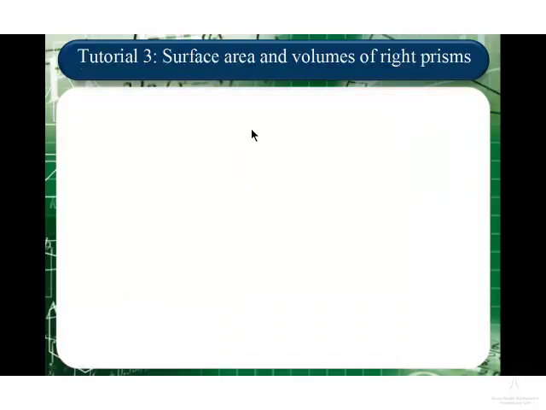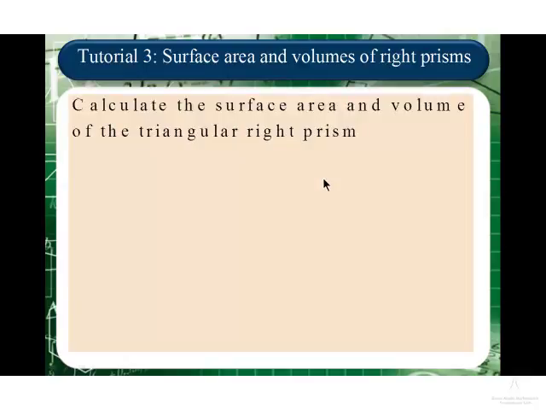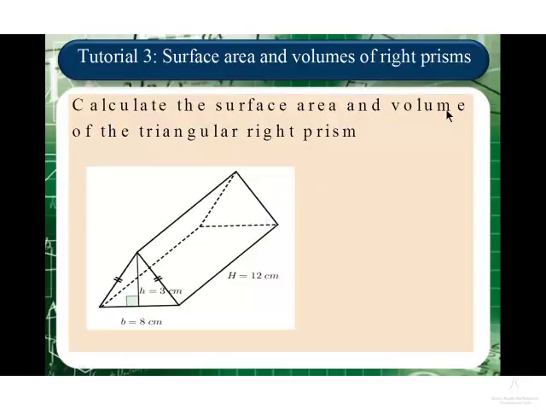I think it's time now for you to consider a tutorial on the surface area and volumes of right prisms. So in tutorial 3 we have the following problem. Calculate the surface area and volume of the triangular right prism demonstrated on the screen.